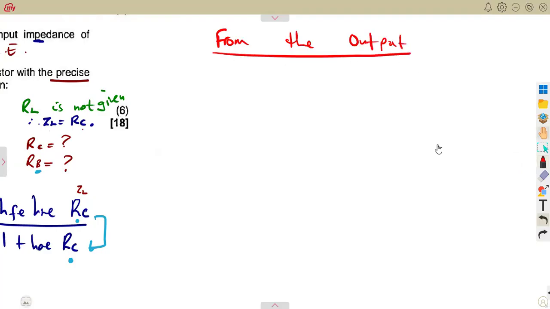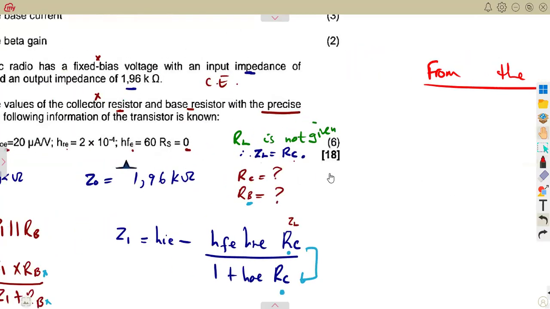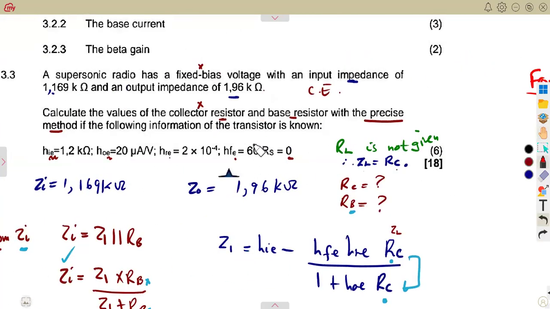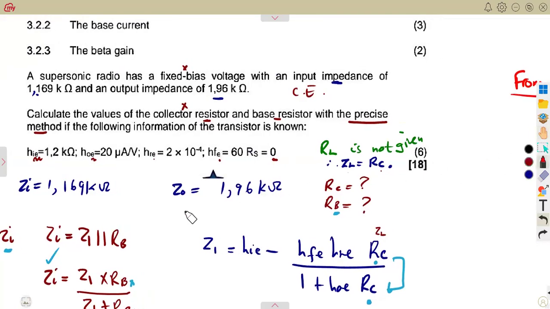From the output, since we do not have RS and we do not have that part of RC, ZL will just remain as RC as it is, because we do not have RL, that load resistance. You will notice that at the output, Z out is the one that we are given, so we need to calculate from that.